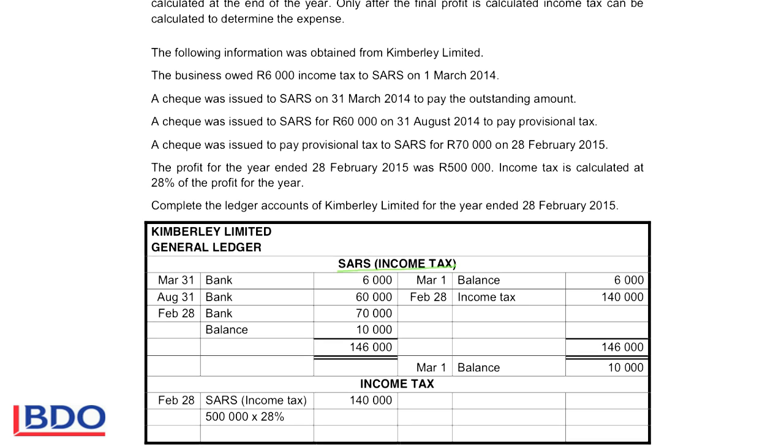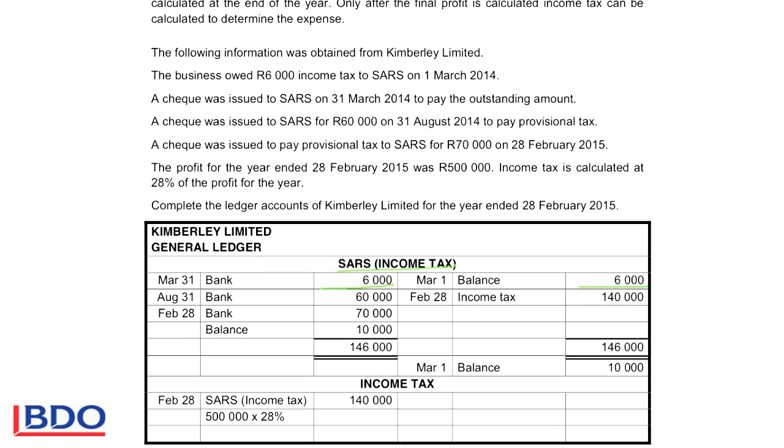Now, if we look at the information provided, the business owed 6,000 Rand to SARS at the beginning of the year. So it means that 6,000 there is outstanding from the previous year. We didn't pay enough provisional tax at the end of the previous year, and that's why we owe SARS the 6,000 Rand. SARS is not going to wait for months to get this money back. So normally at the beginning of the next financial year, you will have a payment so that the business will pay SARS this outstanding amount of 6,000 Rand.